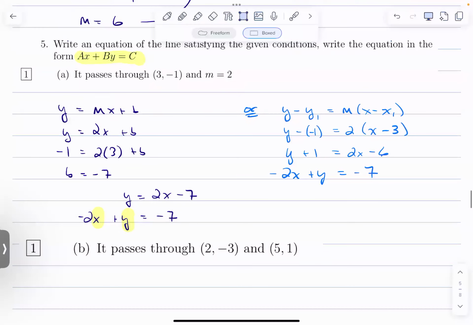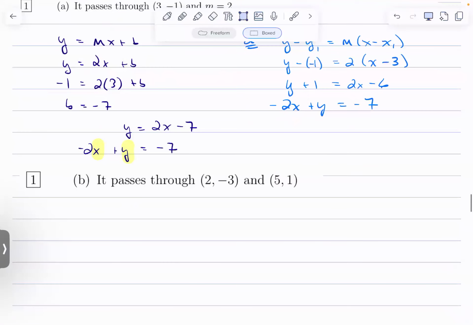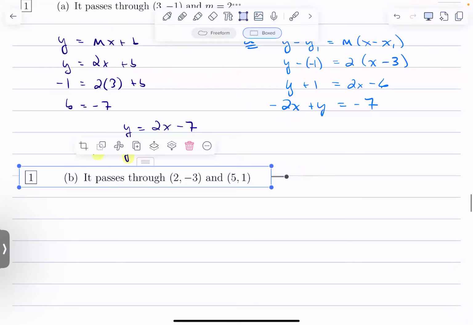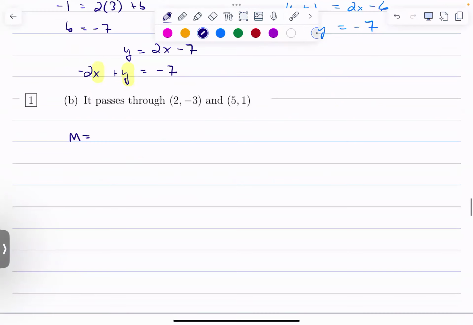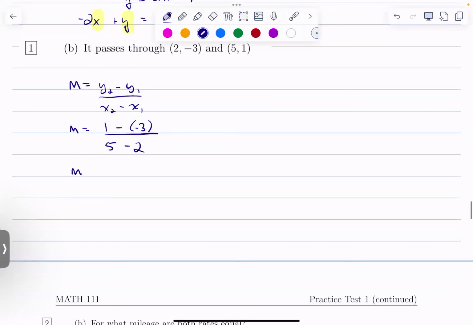So again, kind of ramping things up. First, you have to find the slope and then use one of these points to find the equation of the line. Doesn't need to be quite that big. M is y2 minus y1 over x2 minus x1. 1 minus -3 over 5 minus 2. 1 plus 3 is 4 over 3.